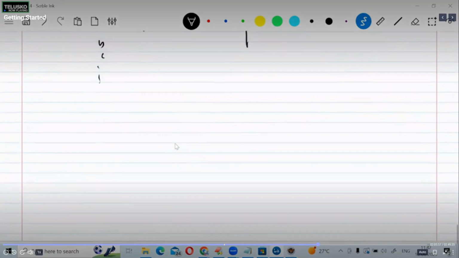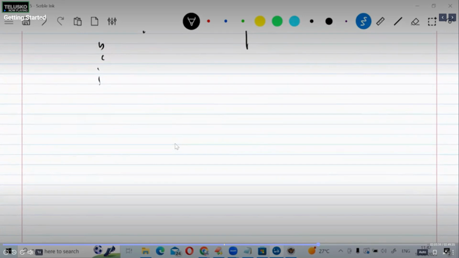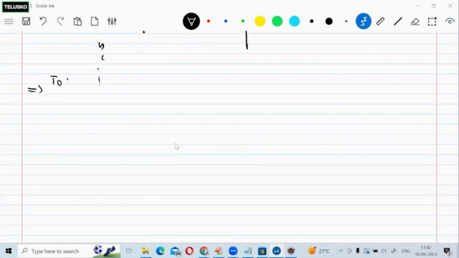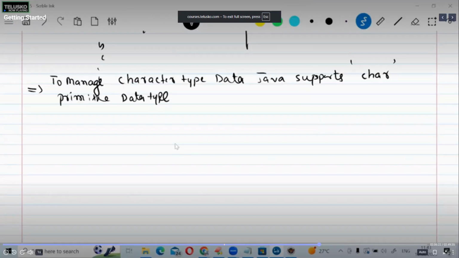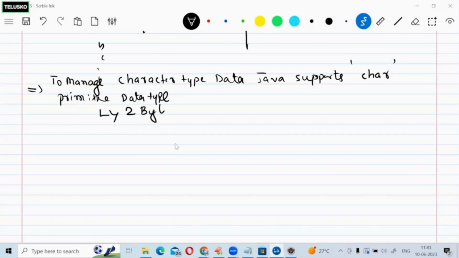Now, let me give you the conclusion without wasting time. To manage characters, to manage character type data, Java supports the char primitive data type. And how many bytes of memory is required? 2 bytes. Yes or no?